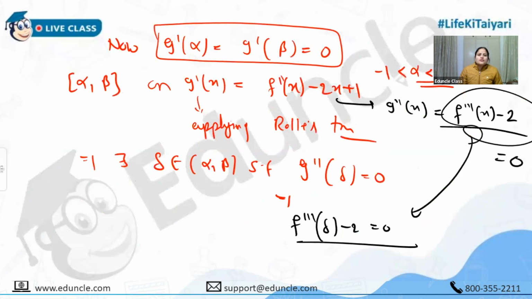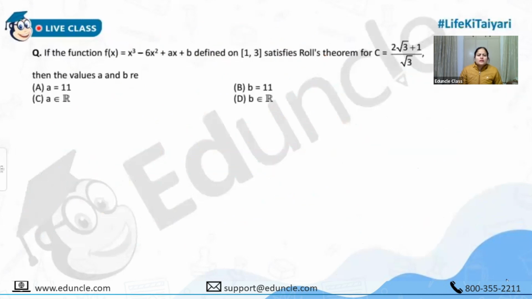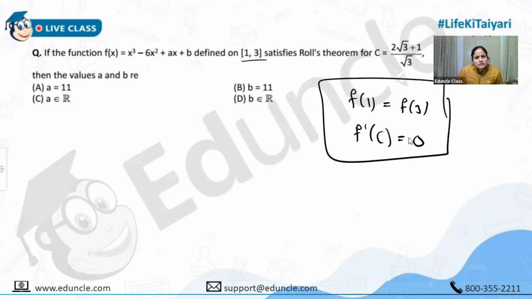Okay, let us move ahead. This question I think you guys can do. If the function defined on the closed interval 1 to 3 satisfies Rolle's theorem for c equal to this point, then the function satisfies Rolle's theorem. That means f at 1 and f at 3 are the same and f dash at c is equal to 0. So you get two conditions and you can easily find the values of a and b. So I think you guys can do this question. Do it by yourself. Okay, let us move ahead.